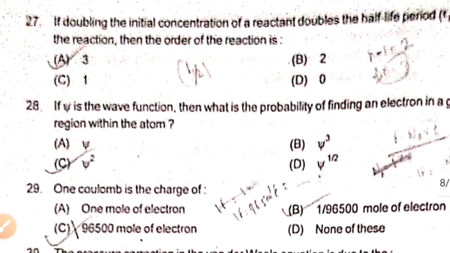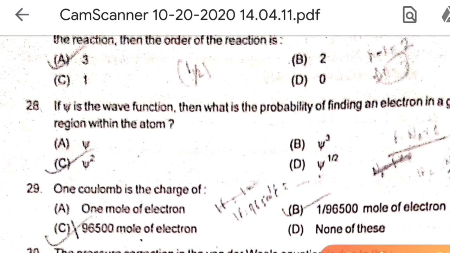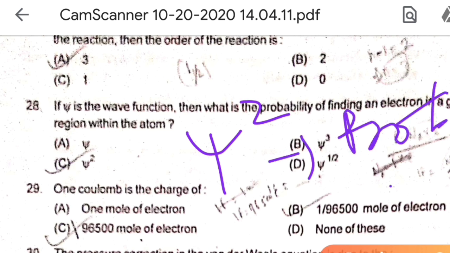Okay. So the next question is, if psi is a wave function, then what is the probability of finding an electron in a given region within the atom? Okay. So psi is your wave function. If we are taking the square of the amplitude, that is psi square, this is called probability density. Okay. So the probability density or psi square will be a measure of the probability of finding an electron in a given volume. So for question number 28, the correct answer will be C.